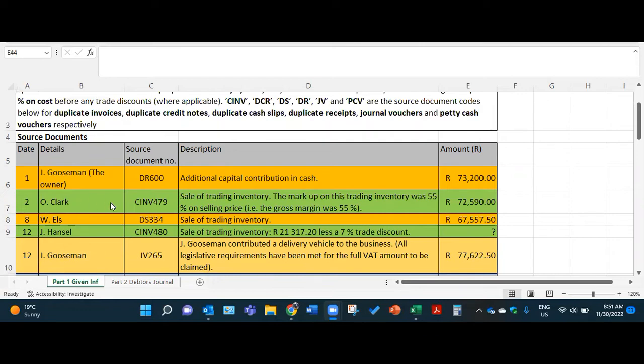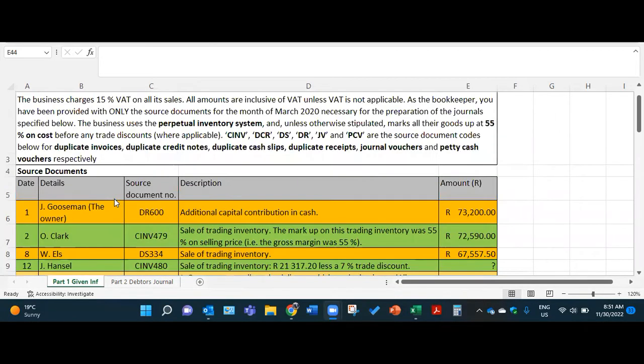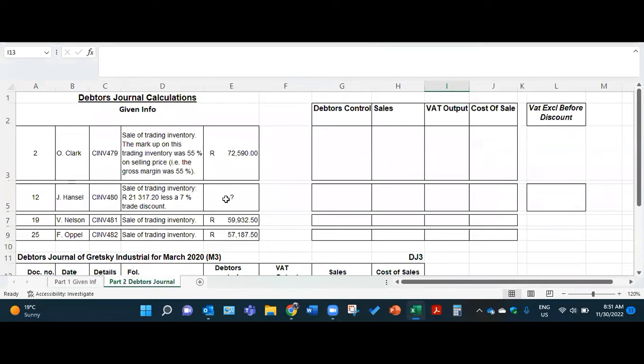And you will remember that we looked for all the source documents that started with CINV, as we were told, and we identified four of those. And now we are going to use that information to complete the debtors journal. So there's your debtors journal, and the way I'm going to do it is I am going to do the calculations first, and then I'm going to transfer it to the physical journal. What I've done here is I've taken the given info again, and if possible, I've just written it a little bit shorter so that we can save on space.